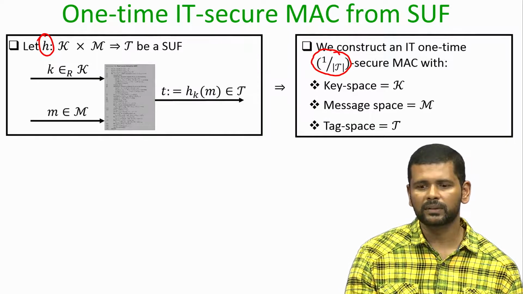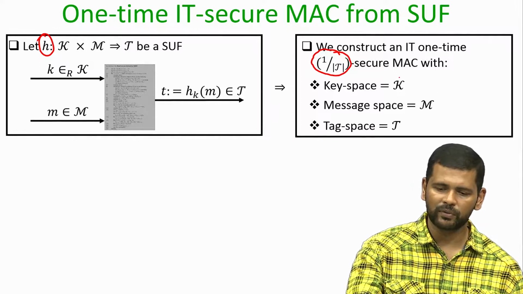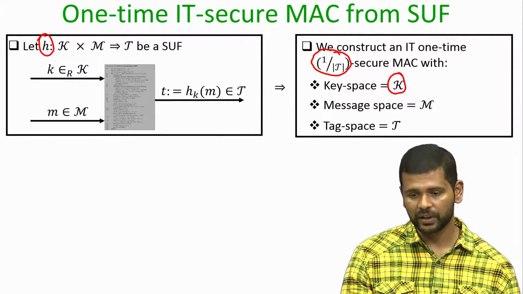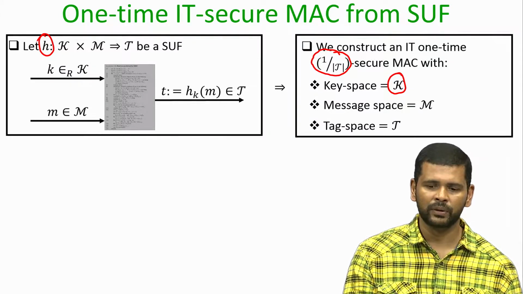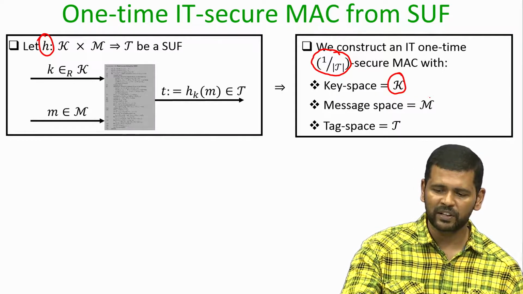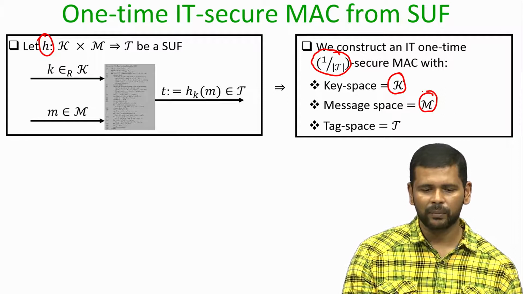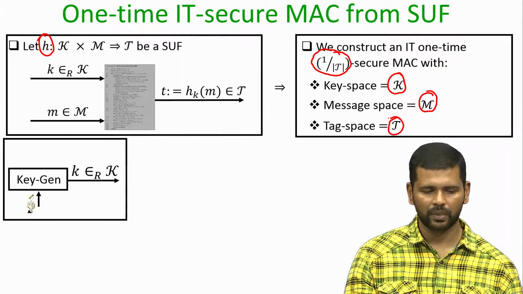So, the property of the MAC that we are going to construct is as follows: the key space will be the same as the key space of SUF. The message space of the MAC, namely the messages which could be authenticated by the MAC that we are going to construct, will be the same as the message space of the SUF, and the tag space will be the tag space or the output space of our SUF.